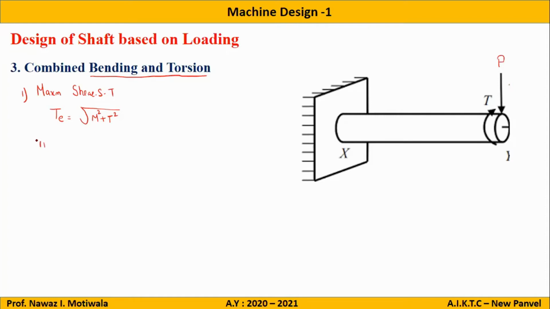Torque is pi by 16, as we have already seen previously. T is equal to pi by 16 tau d cube. So pi by 16 tau d cube should be equal to the root of M square plus T square. Now M we will calculate, T we will calculate. Tau is known to me. What is unknown?